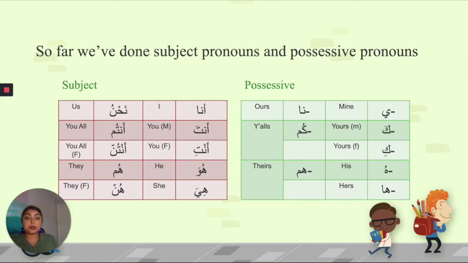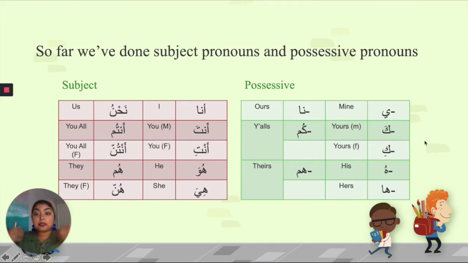So we've done our subject pronouns. So I have them all here on the left. You guys already know these. أنا, نحن, أنت, أنتم, أنتي, أنتن. أنتن, remember, is the feminine. We haven't practiced that much with it. هو, هم, هي, هن. These are just your regular subject pronouns.